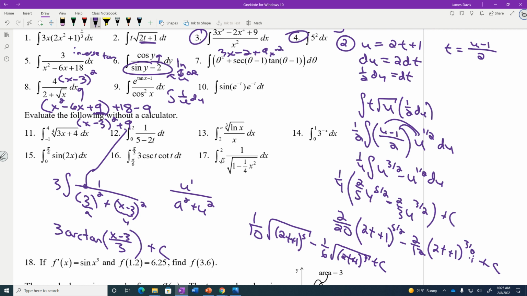Yeah, if you can recognize that that's just a natural log, you can definitely skip the U part. But you can do the U if you want to. Good. All right. How about number 7?